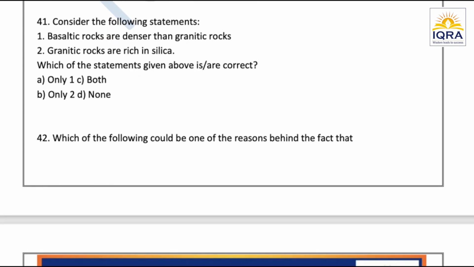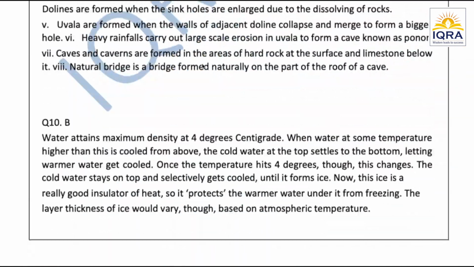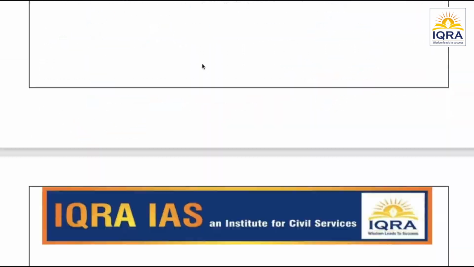Question number 41. Consider the following statement. Statement 1 says basaltic rocks are denser than granitic rocks and granitic rocks are rich in silica. Alright, to address this question, I would like to take you to the page of explanation. So, question number 41, right?